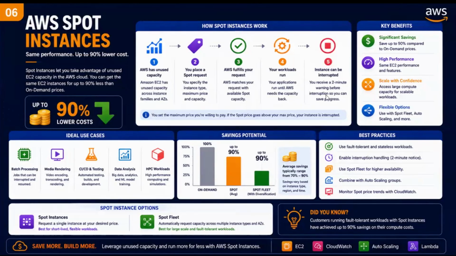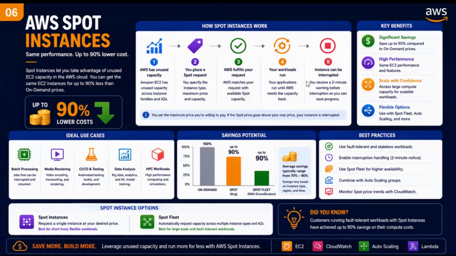So these are the main things. If your application can tolerate interruption, then you choose the Spot Instance. This is the main thing in AWS Spot Instances as a cost optimization option.